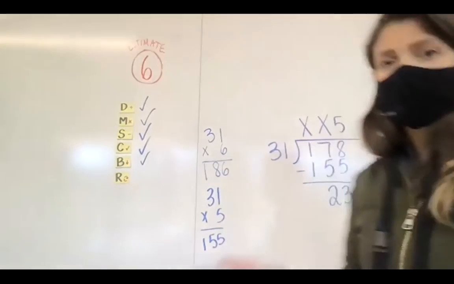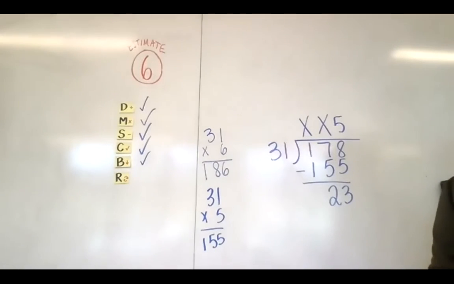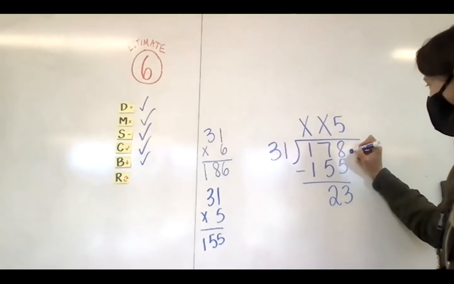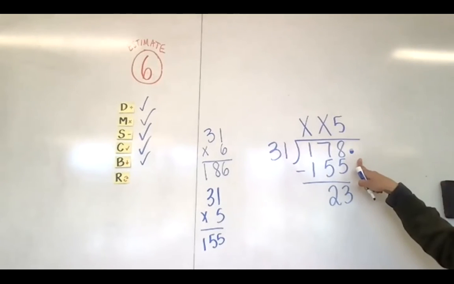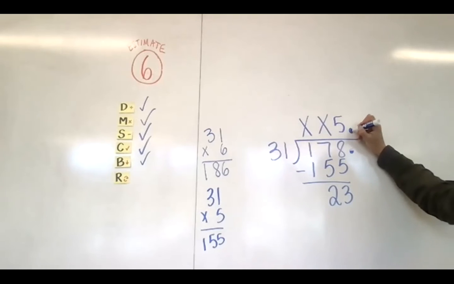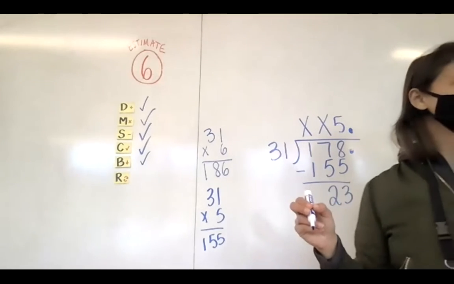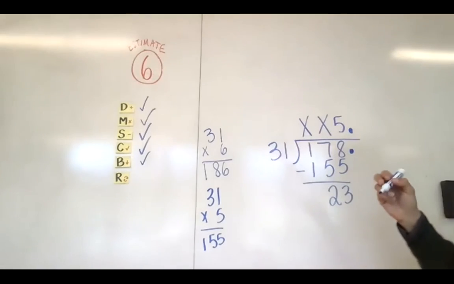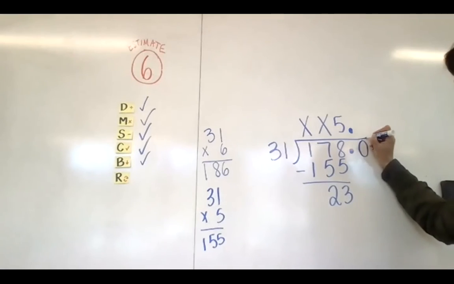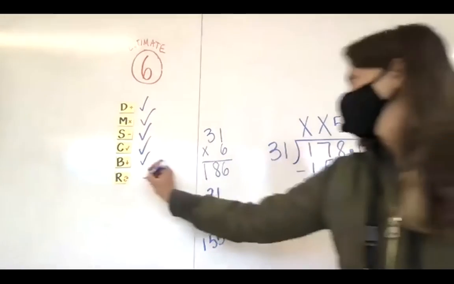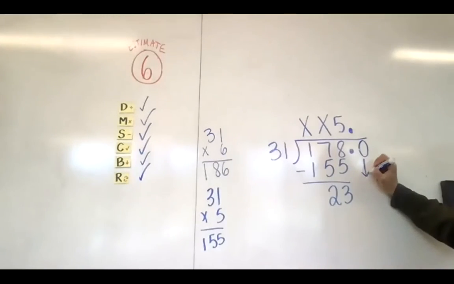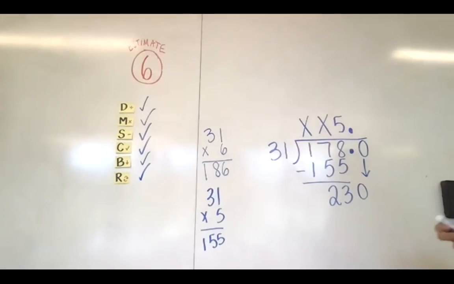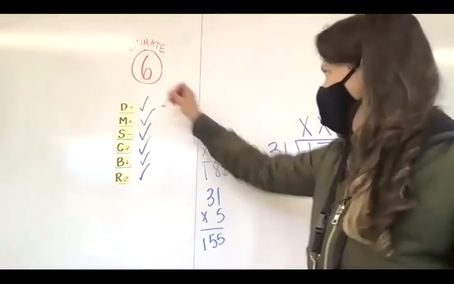Dominic, what do I need to do? Put a decimal point in, and whenever I put a decimal point in my dividend, it has to go up into my quotient. Now what do we do? Zoe? Annex a 0. And now we have a 0 to bring down. Bring down. We get 230. And we're back at the top.